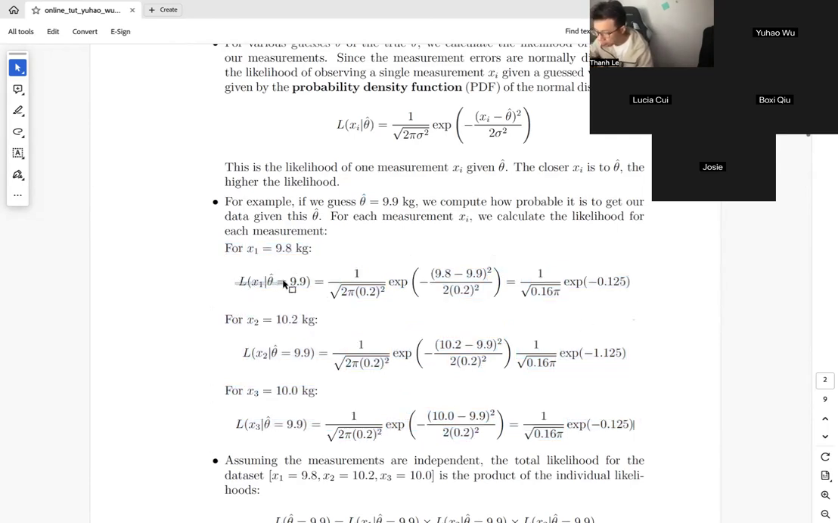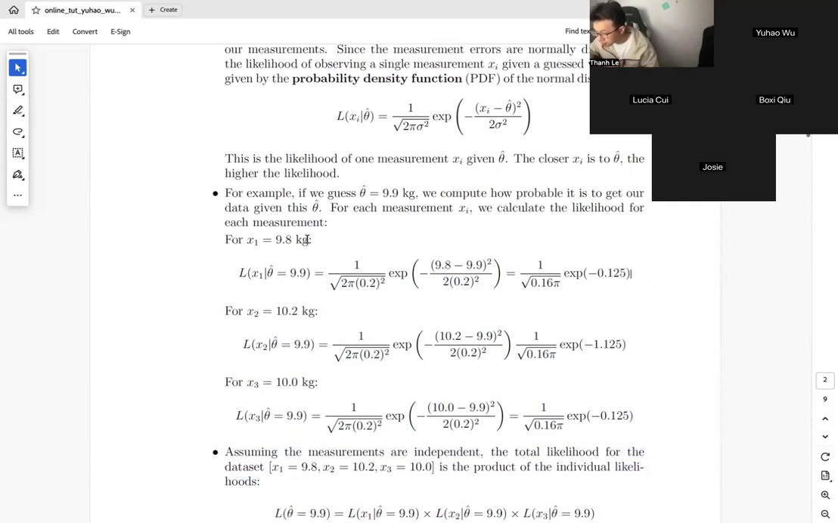Okay, so for example, the first one: if the true weight is 99 and x is 99.8, the likelihood for this one is this value. So for this item, we calculate the probability of having observed x equal to 99.8 kilo when the true weight is equal to 99. So we measure this probability.